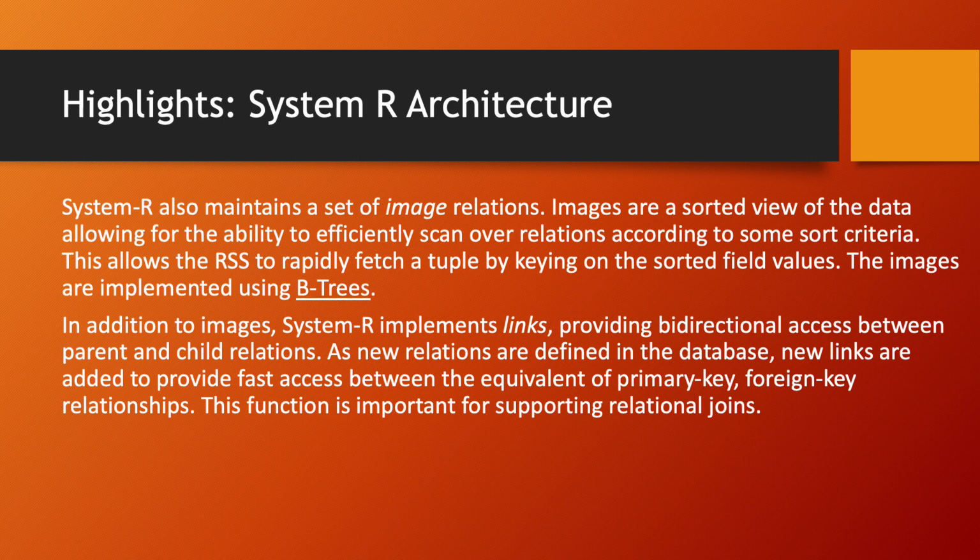In addition to images, System R implements links, providing bidirectional access between parent and child relations. As new relations are defined in the database, new links are added to provide fast access between the equivalent of primary key, foreign key relationships. This function is important for supporting relational joins.